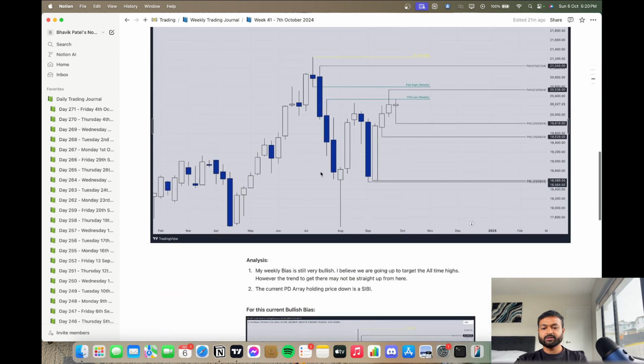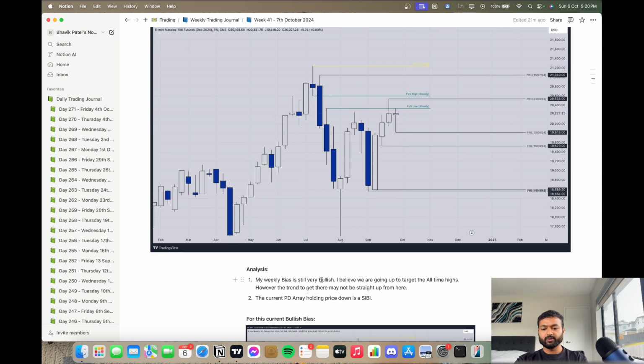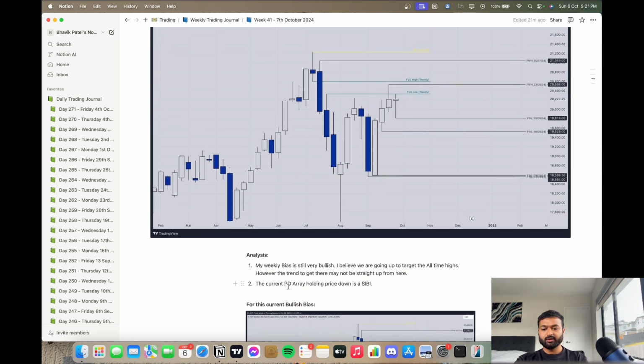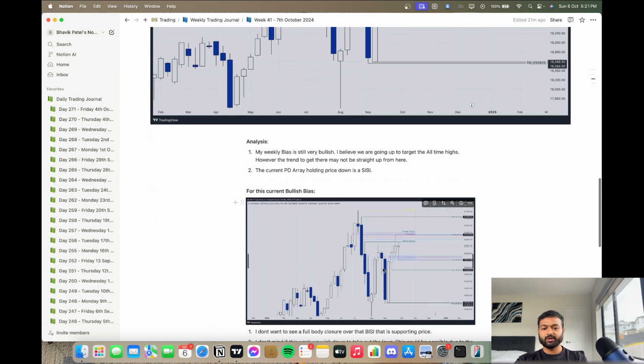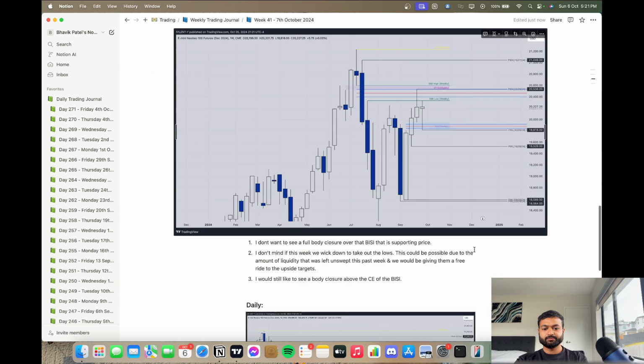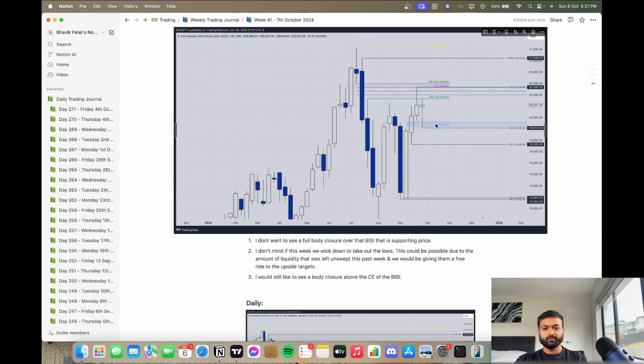So I've got my weekly analysis. Again, very bullish. I think we're going to target all-time highs. And then the current PD array over here is where we're holding up price. I don't want to see a full body close over that. I don't mind if we wick under it, but then the body stays above it. And if we do keep staying above this, then I think we'll definitely continue going up from here. But I still want to see these lows taken out, so maybe a wick and then a body close.